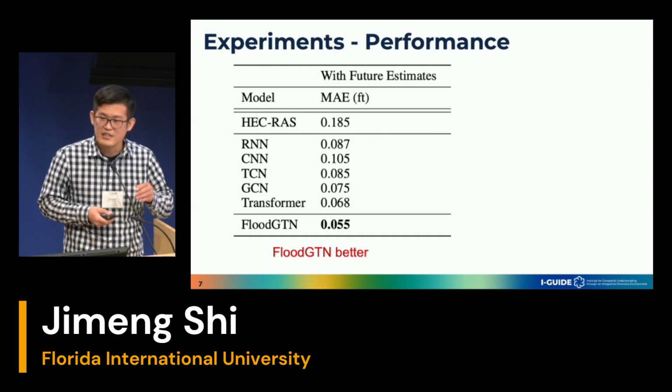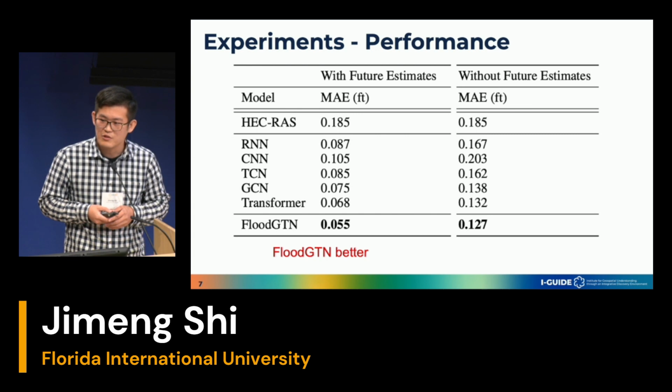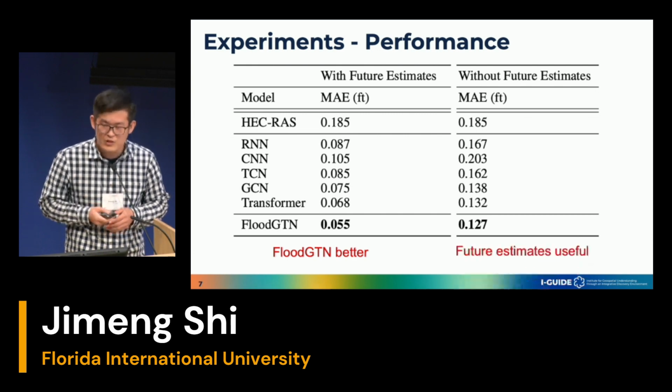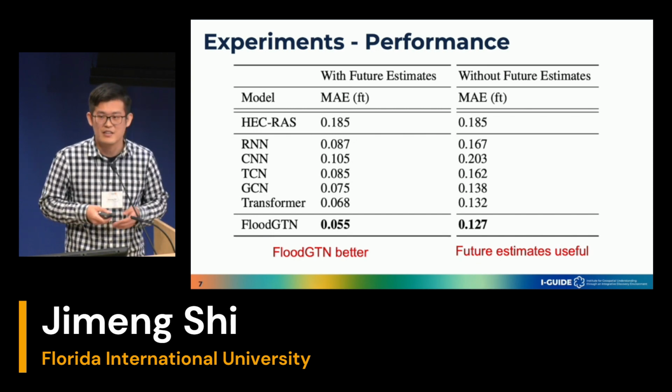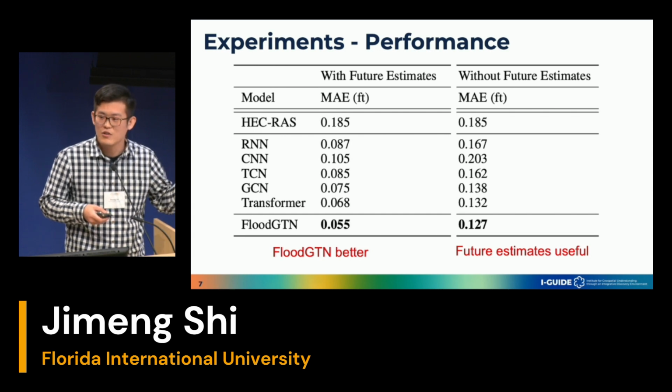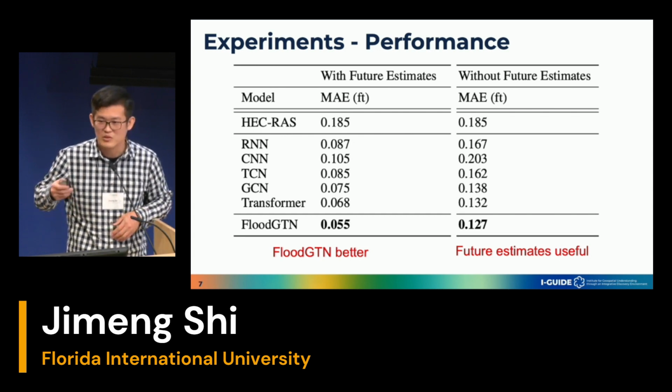The next question is, what if we don't use the future information? If we don't include the future information, the prediction errors will go up a lot. And that means the performance drops. So, this proves the future information is very important for water level prediction. Because of course, you can imagine the information that happens tomorrow must have much impact on the water level tomorrow.